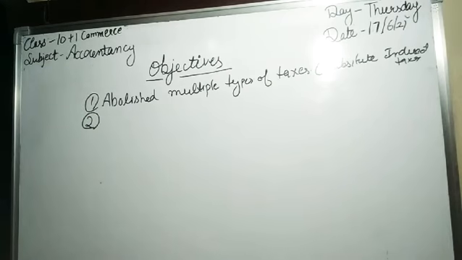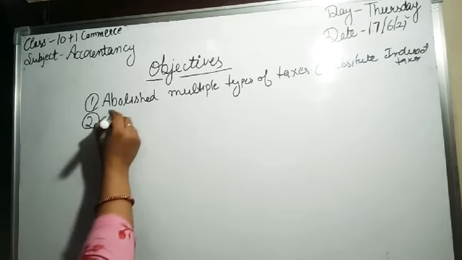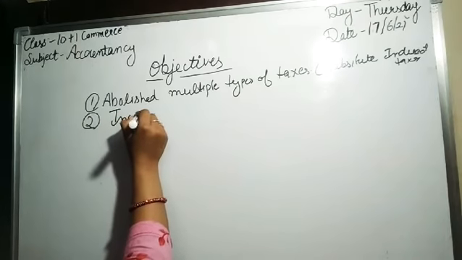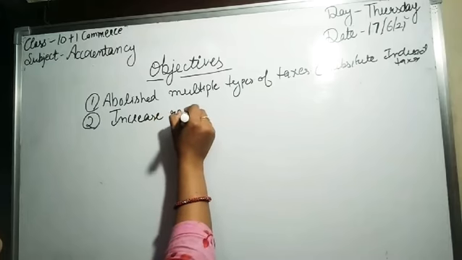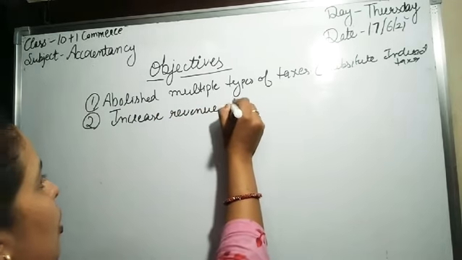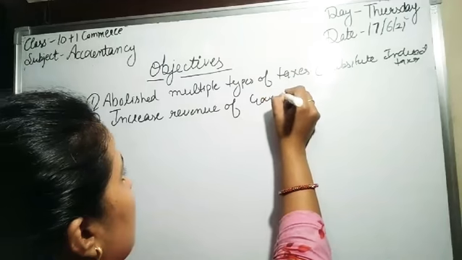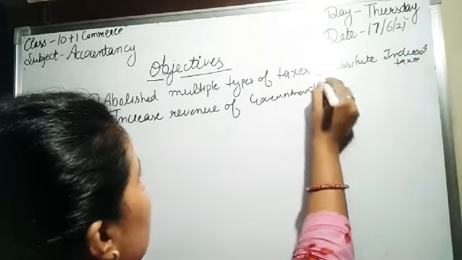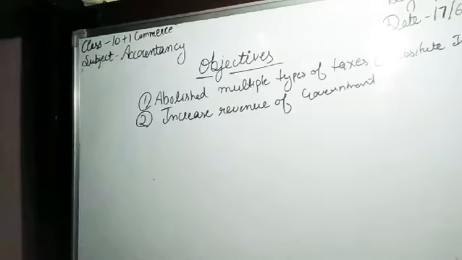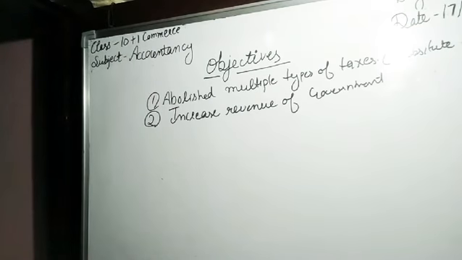The second objective is GST helps to increase the revenue of the government. Okay, so GST leads to this, because GST is an indirect tax. It is collected by the seller or by the supplier through consumption, manufacturing or sale. So this leads to increasing the revenue of the government.